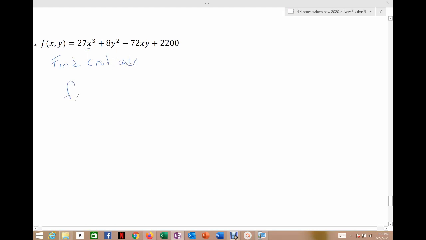Which means I find my first derivatives and set them equal to 0. Alright, so my first derivative with respect to x, 3 times 27 is 81x to the second. Zero's away. Negative 72y. Zero's away. Set it equal to 0 so I don't forget. And now my first derivative with respect to y. So those are my y parts. So 16y minus 72x. Set it equal to 0.